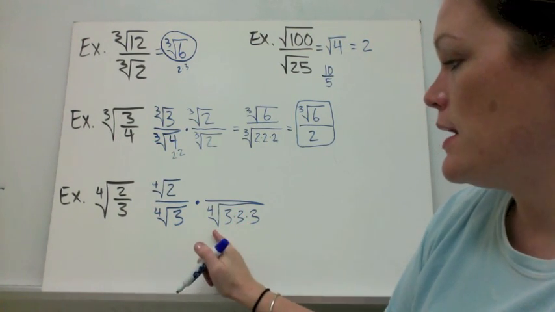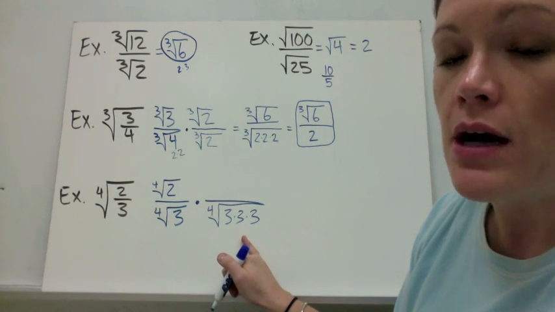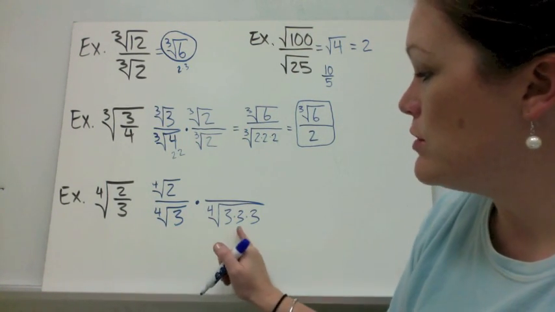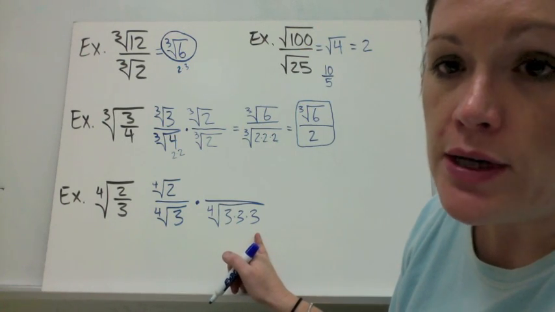So to actually write it out helps you to see that that's why you're doing this step, is to force it to come out evenly. We have to have 3 more 3's. So we'll have 4 of them, and we could take one out evenly.